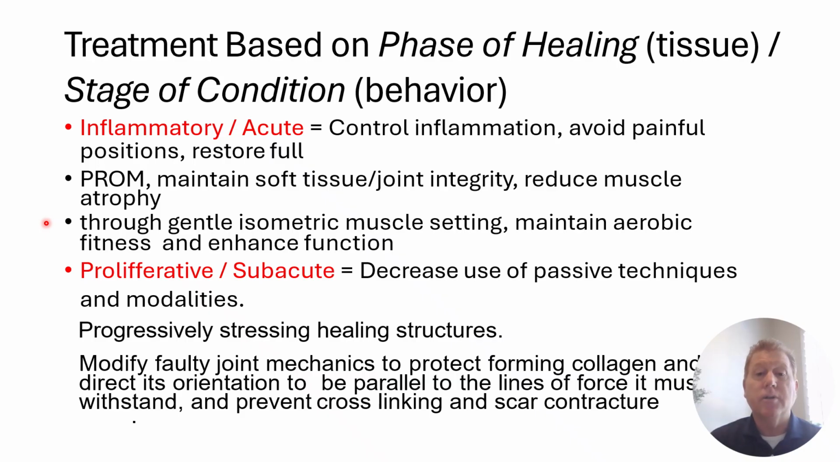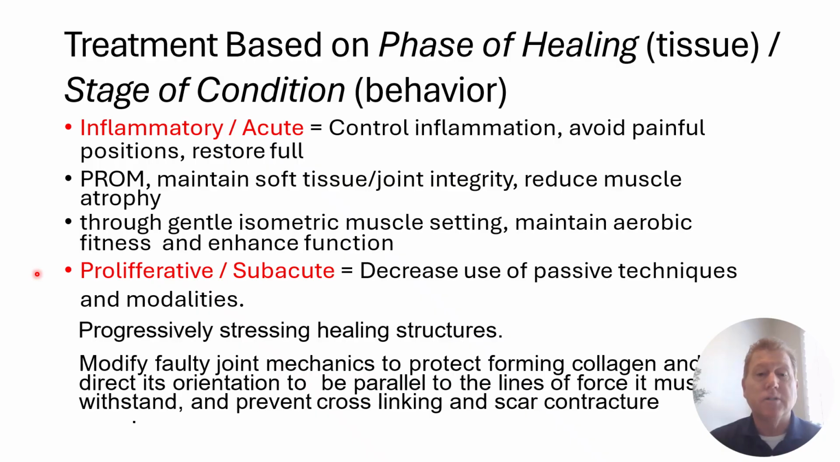Gentle isometric strengthening and setting, we can reduce muscle atrophy, maybe maintain aerobic fitness through some activities that allow aerobic conditioning, but they don't stress the healing tissue. For instance, for the ankle patient, maybe you put them on the upper body bicycle and allow them to get a little bit of elevated heart rate so that they feel as if they're being productive while they're relatively resting the ankle and lower extremity.